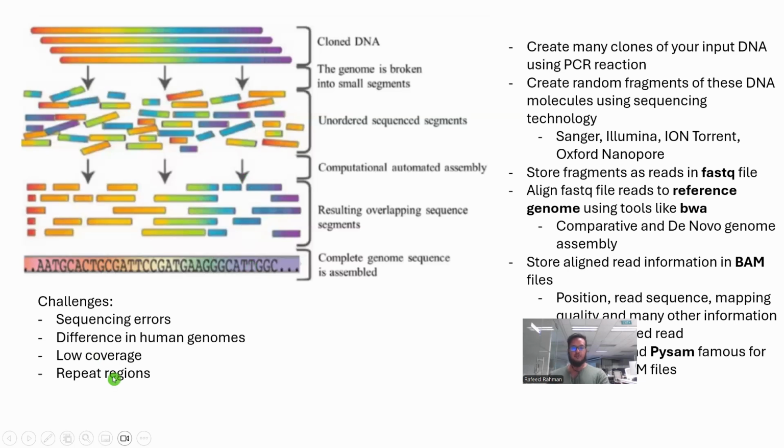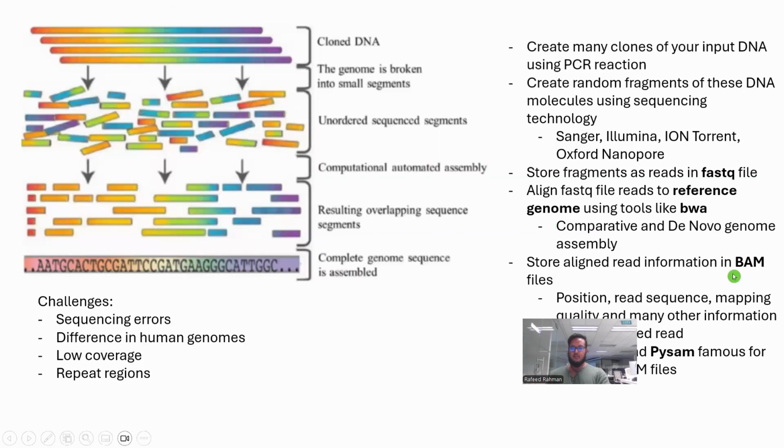Then we have the problem of repeat regions, which I will talk about in the next few slides. This is actually a big problem because in human genome, there are small regions which are repeating many times. There are a lot of repeated regions in the human genome. So it creates problems during genome assembly. I will talk about this later on in this video.